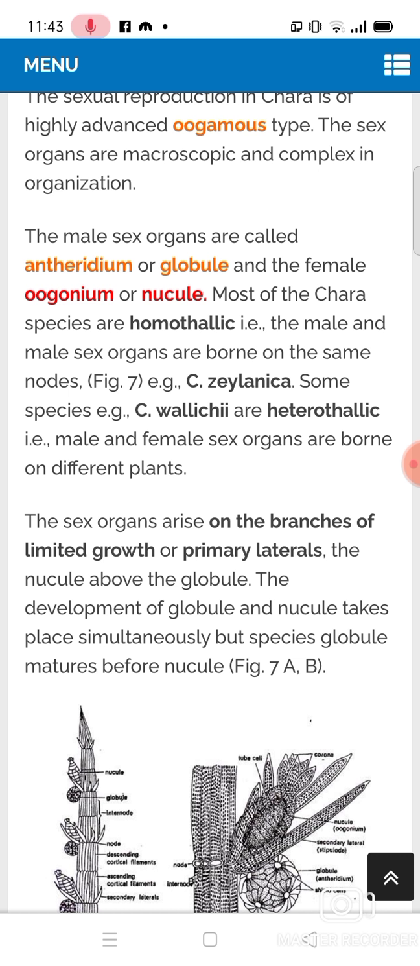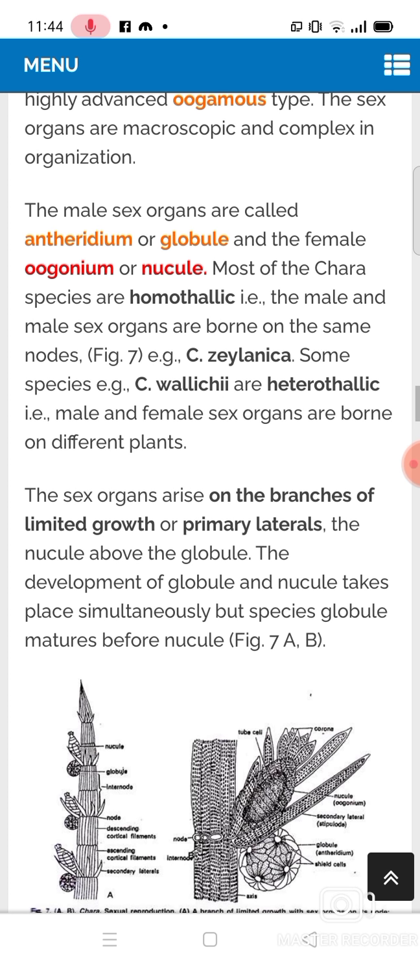Most of the chara species are homothallic. What is meant by homothallic? Homothallic are those species in which male and female sex organs, here "male and male sex organs" is written, but you have to correct it. You have to write it male and female sex organs. Okay, by mistake it has been written over here.